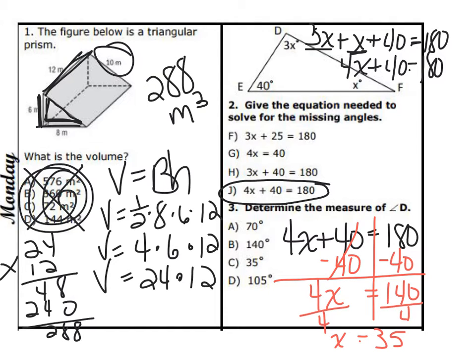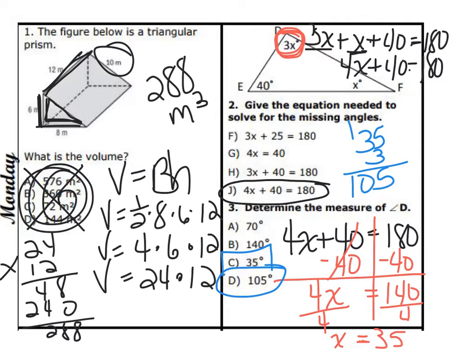So that's 35. Now it's asking for angle D, but if you notice, angle D has 3x. So if x is 35, then I need to multiply 35 times 3. That's 105. So my answer is letter D. Don't fall for that trick, because they usually have you solve for x. But then you see that it's 35 and you're going to think it's letter C, which is wrong. So you need to multiply by 3. They were asking for angle F, and it would be 35.